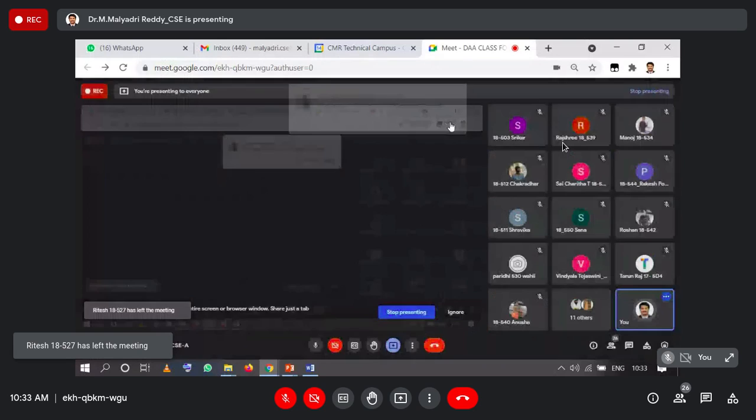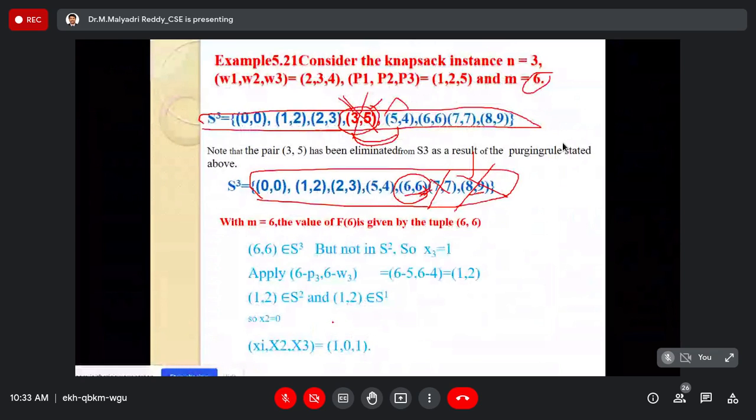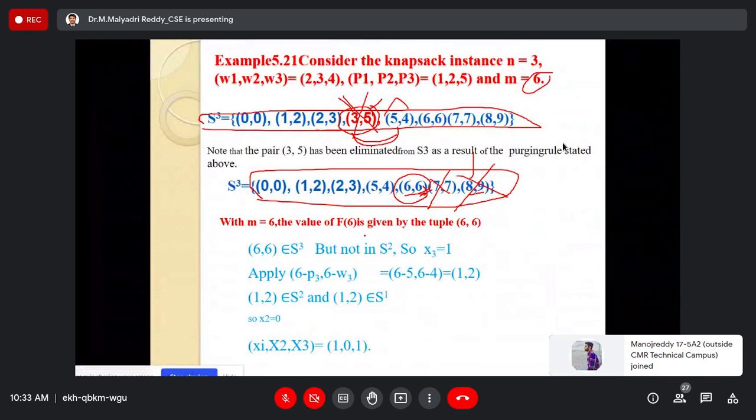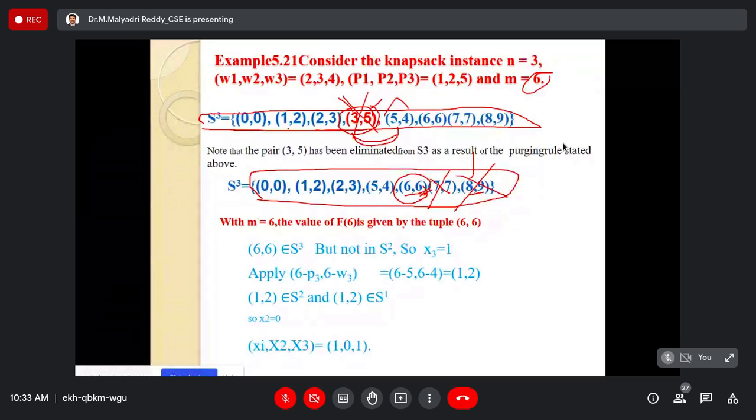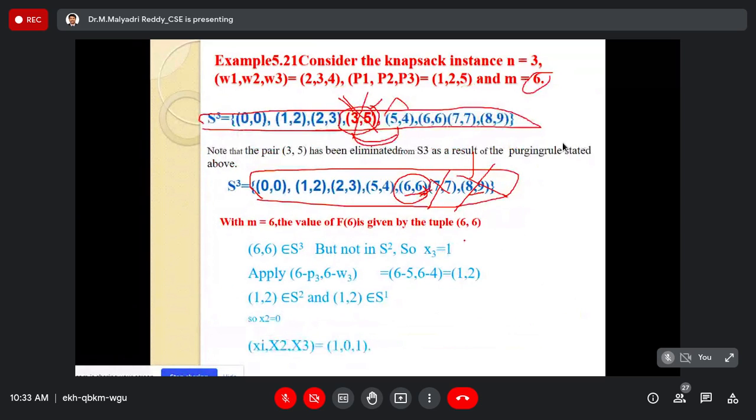In this solution, I have to determine which objects to select. (6,6) belongs to S3 but not in S2. That is why x3 is equal to 1. By subtracting this one, I will get (1,2), which is in S2 and S1. So that means x2 is equal to 0, and similarly x1 is equal to 1. So this is the way to follow it.